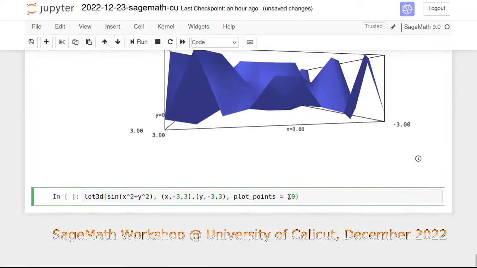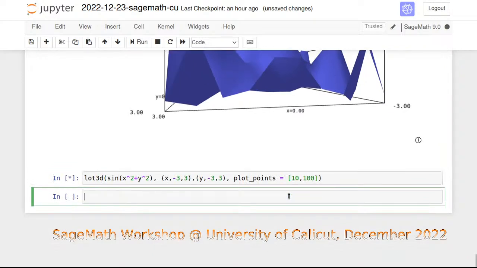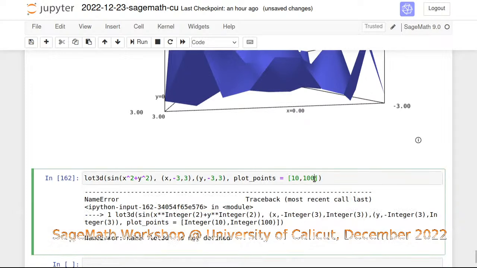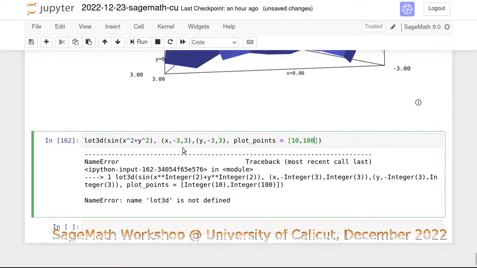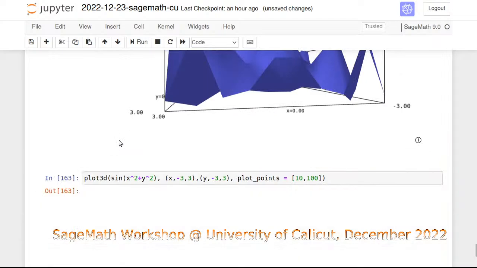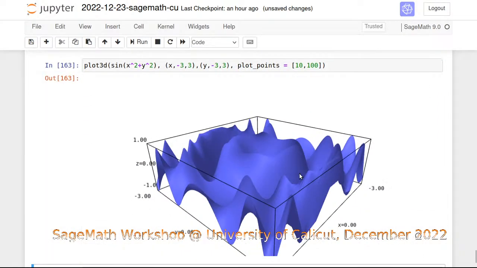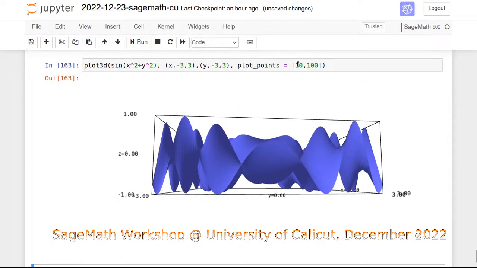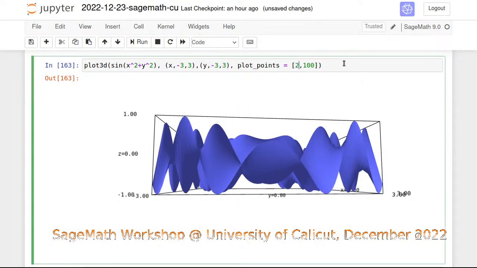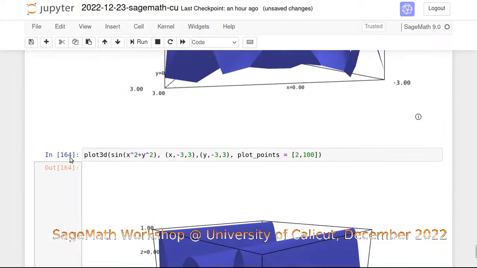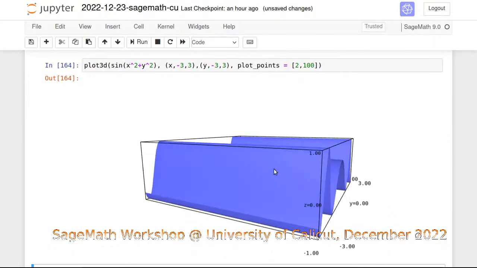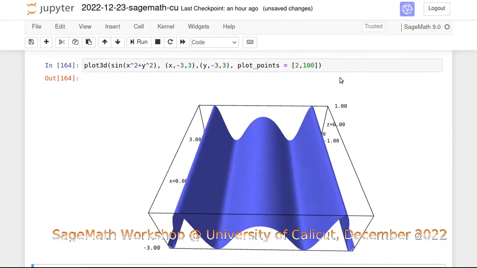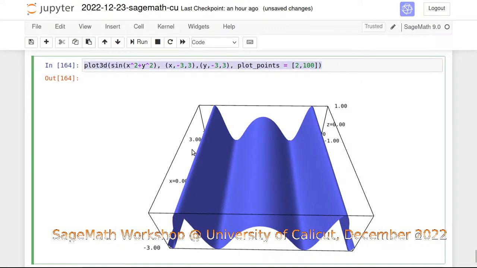Suppose that we define x direction 10 points and y direction 100 points. The smoothness will be lost in the x direction more, but in the y direction it will be much more smooth. This is also possible.